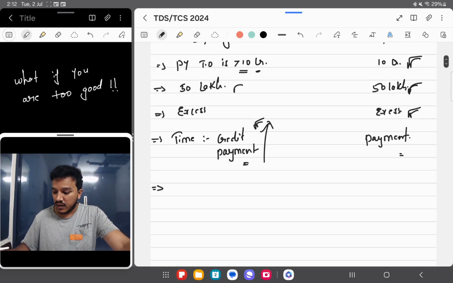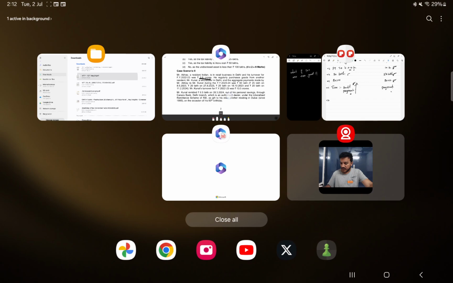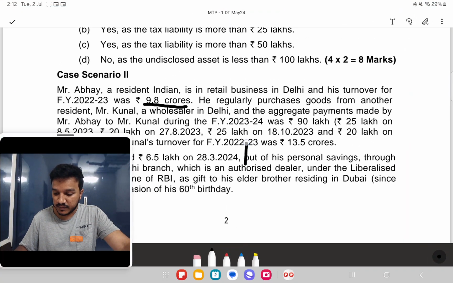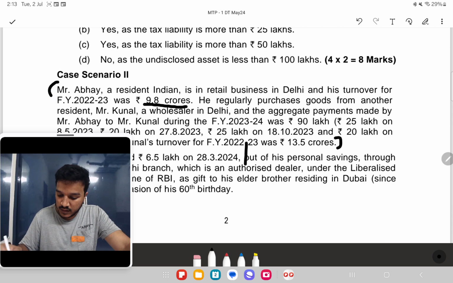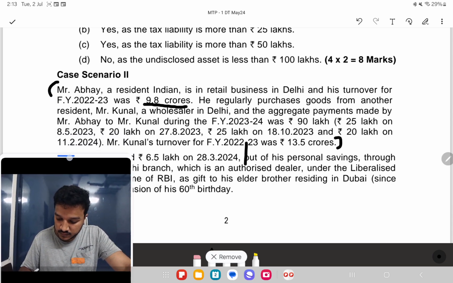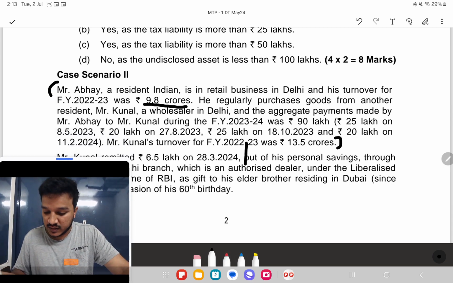Now we will see one question from a mock test paper. The question is regarding 194Q, right? So just read this first paragraph.